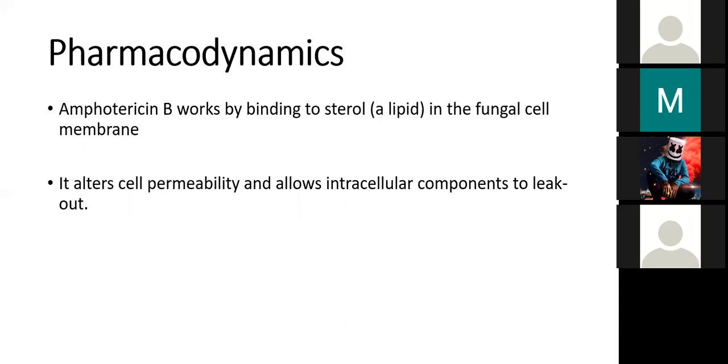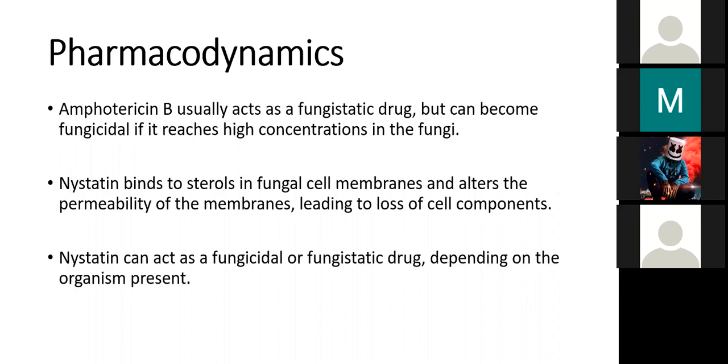Amphotericin B works by binding to sterol. If you look at the fungi, its cell membrane contains ergosterol. Amphotericin B binds to the ergosterol, and this leads to changes in the permeability of the cell wall of a fungus, causing intracellular components to leak out and thereby destroying the fungus. So that's how amphotericin B works. It is usually fungistatic, but when you give it in high concentrations, it's fungicidal. Fungistatic means that it inhibits the growth of the fungi, and fungicidal means it kills the fungus.